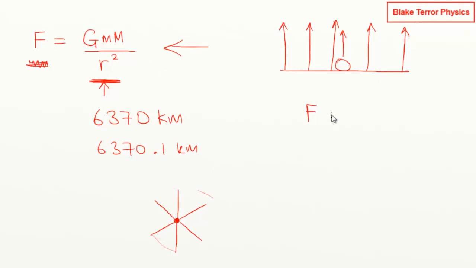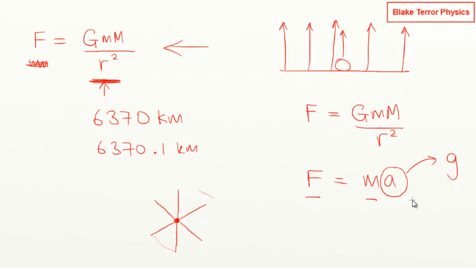So we're going to compare our GMm over R squared and Newton's second law, F equals ma. Now, we want to get what this a is, because this is going to be constant. We've said that F is constant because we're making it a uniform field. The mass isn't changing. So if these two things are constant, a is going to be a constant. And this is what we're calling our acceleration due to gravity, little g.